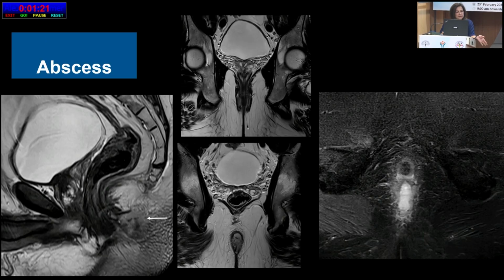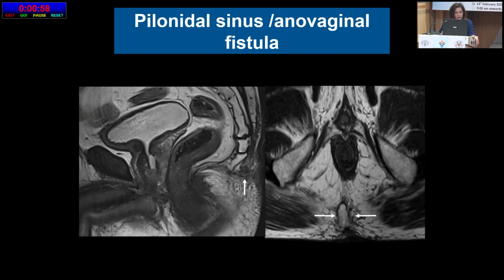Abscesses are excellently delineated on MR. There's an abscess posteriorly here, and you can see it is going through the sphincter complex. If you just look at the anterior image, this is looking like a normal image, but the abscess is posterior. For this, we use our fat sat images as well as our diffusion weighted images, which delineate the abscess as well as if there's any communication with the anal canal.